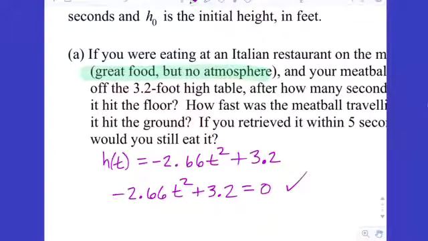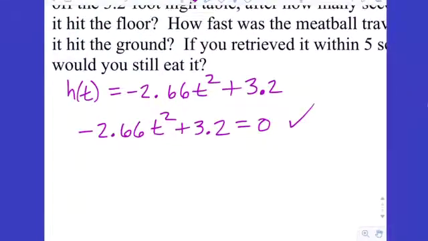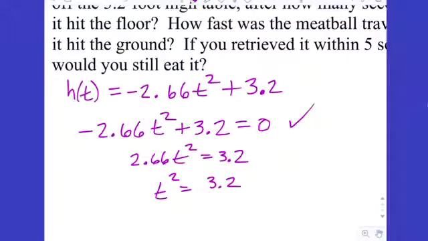You get checks on my exams, on AP exams, for showing the equations you're solving. Now to solve this, I'll just bring the 2.66 to the other side and then flip it around. So it's positive 2.66 t squared equals 3.2. And now I'll divide through. I get t squared equals 3.2 divided by 2.66.